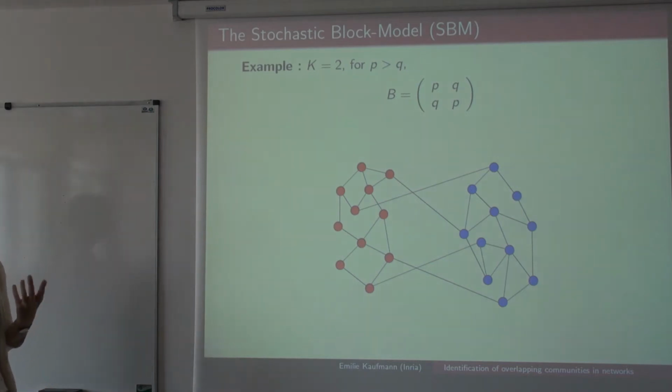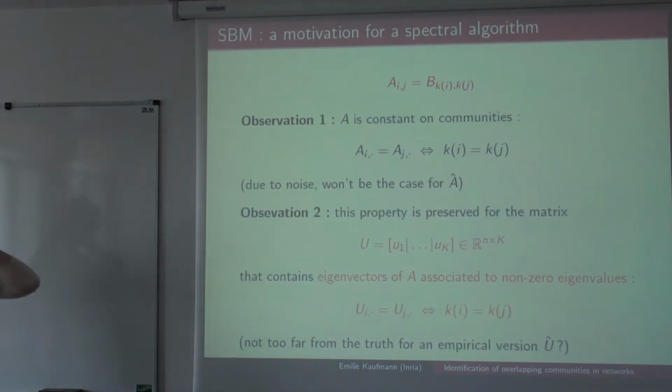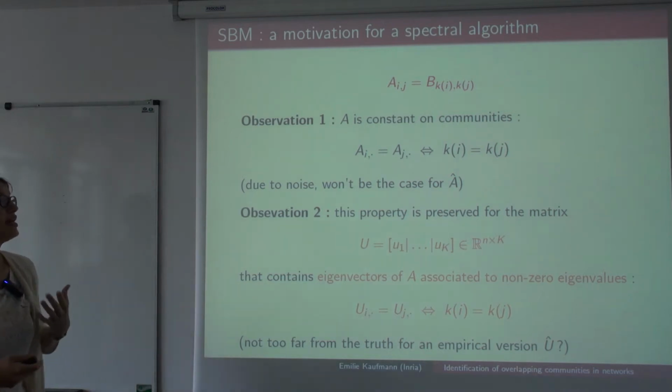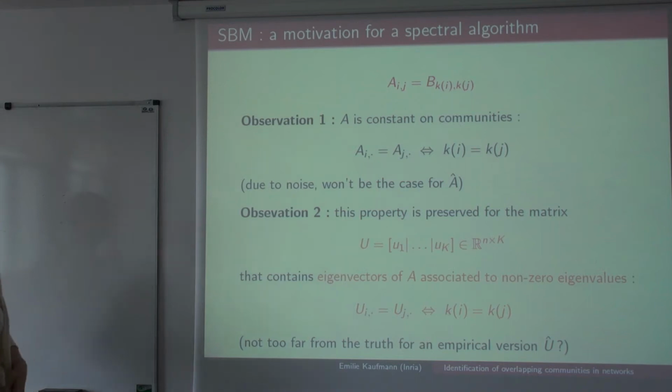So you have two communities. The nodes in red are from one community, the nodes in blue from another community. And the connectivity matrix is as follows, so that the intra-community connectivity probability is p, and the extra-community connectivity probability is q, which is traditionally much smaller than p. So the SBM can be used to explain and to motivate, in some sense, the spectral algorithm.